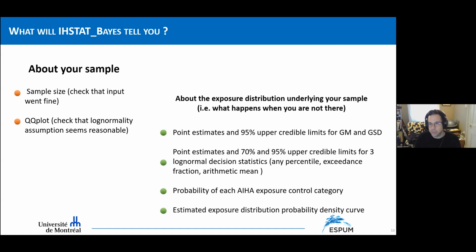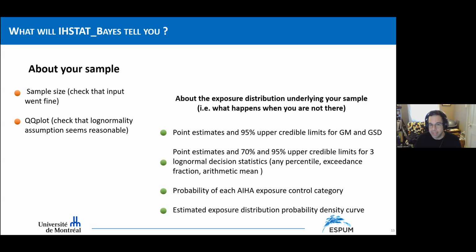So, it's basically the stuff that I've been mentioning Monday, Tuesday, and yesterday. So point estimates and upper credible limits for the geometric mean and geometric standard deviation, the intrinsic log normal parameters that define the shape of the exposure distribution. And then for risk decisions, you will get point estimates and also 70% and 95% upper credible limits for the 3 parameters that we mentioned yesterday.